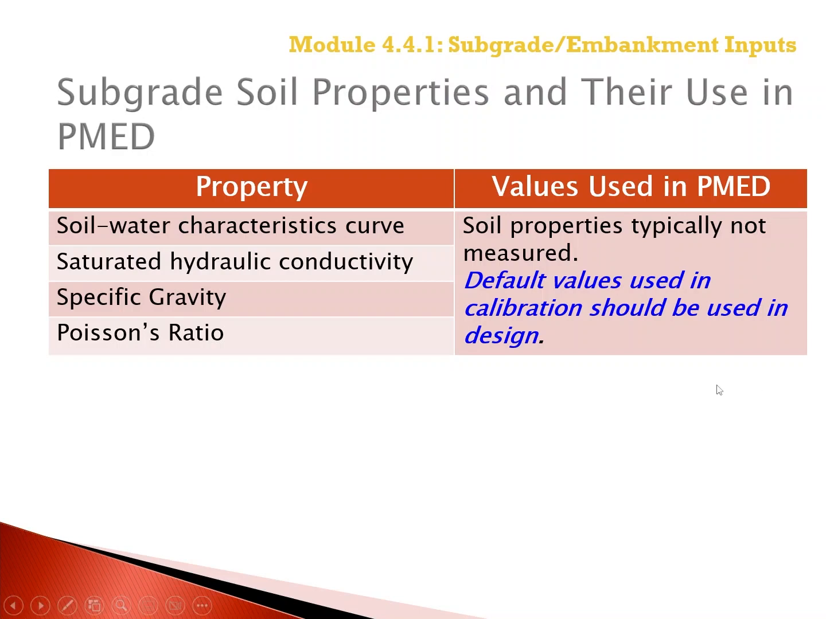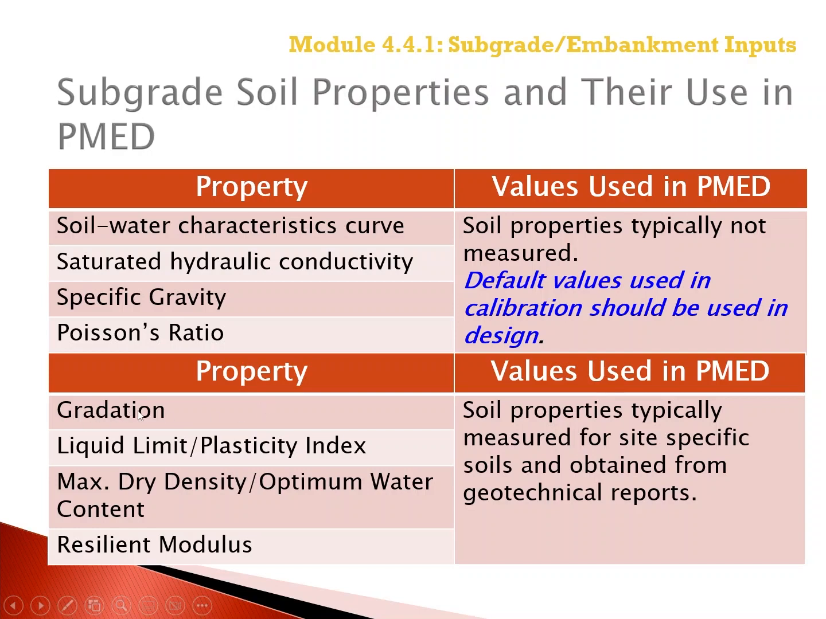So the values used in Pavement ME for the thermal properties are the soil water characteristic curve, saturated hydraulic conductivity, specific gravity, and Poisson's ratio. These are typical default values for the specific soil classification of the layers used in a specific example.